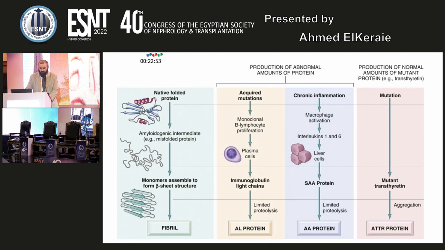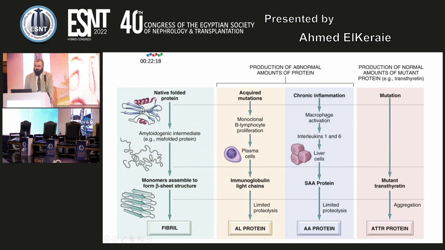It's a misfolding of the protein, with an amyloidogenic intermediate first and then beta-pleated sheets later on, causing the classic amyloid fibrils. The production of the abnormal protein can be due to an acquired mutation, mainly by monoclonal B-cell lymphocyte proliferation or going to the plasma cell, thus secreting immunoglobulin light chain with limited proteolysis of this abnormally folded protein, causing AL protein, which is AL amyloidosis.